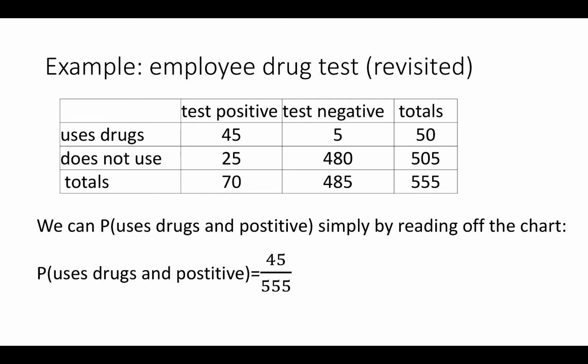Let's revisit our drug test example. We're interested in the probability of uses drugs and positive test. Well, as before, we can read right off the chart. There are 45 positive drug users and 555 total. Now this is not a conditional probability. We're not assuming positive test, so we're not looking here, and we're not assuming drug user, so we're not looking here. We want to know the probability of those two events happening simultaneously. So it's 45 over 555. You can read it right off the chart.